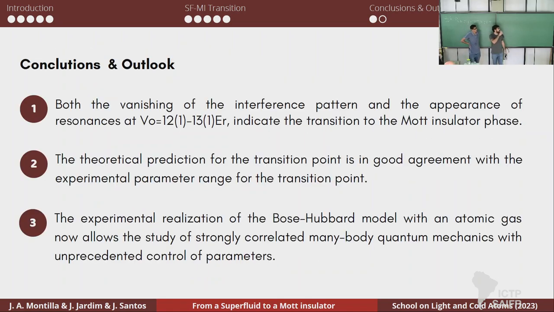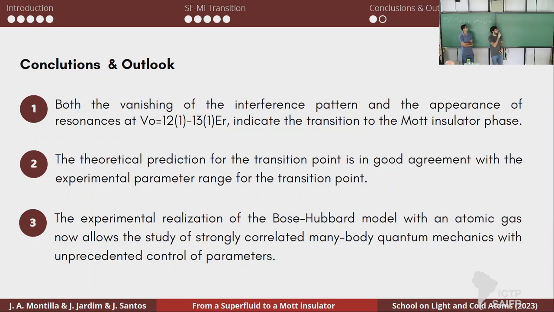I'm just going to read the conclusions very quickly. They find that the Mott insulator phase transition is around 2 to 3 ER, the recoil energy, which indicates that the transition to the Mott insulator phase is in that region. And the theoretical prediction matches what they found in the article, the calculation.